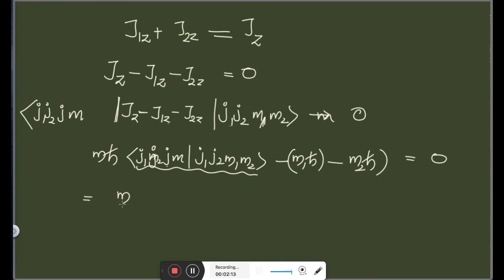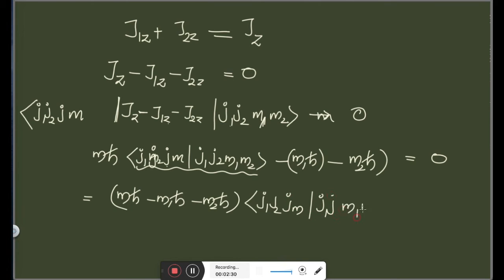So what you get is M h cross minus M1 h cross minus M2 h cross, times the product of J1 J2 Jm with J1 J2 M1 M2, equal to 0. In either case, if I start with J1 J2 Jm and left multiply with J1 J2 M1 M2, you will get the same result.